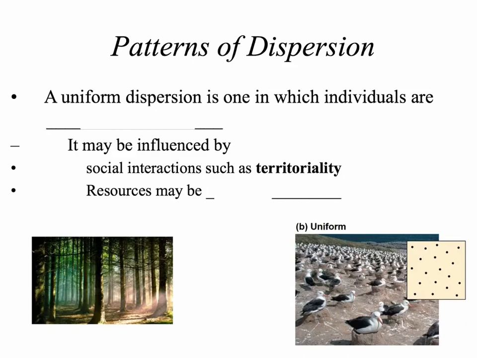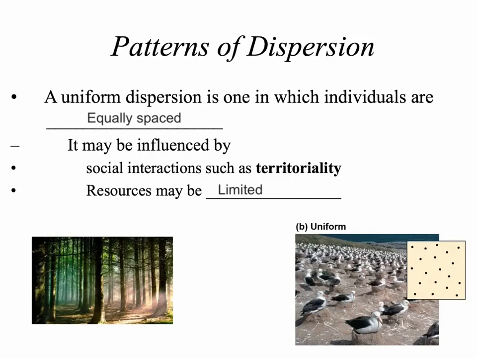Uniform distribution is when individuals are equally spaced in their environment. This may be influenced by social interactions such as territoriality, or the resources may be limited, preventing them from being any closer to one another. Two good examples are in forests and seabirds. In the forest, we see that these trees are evenly spaced. This is due to resource availability. Each tree needs a certain area of space below or in the ground for its roots to grow. Without that space, it will not get enough nutrients and the tree will die. So these trees are equally spaced to ensure that each one gets all the resources they need.